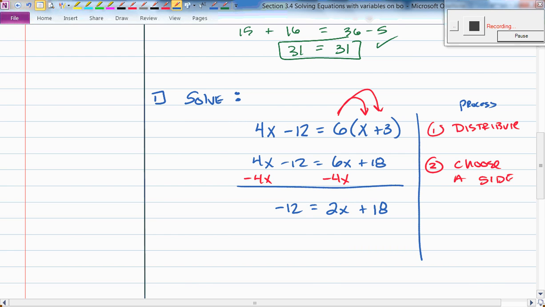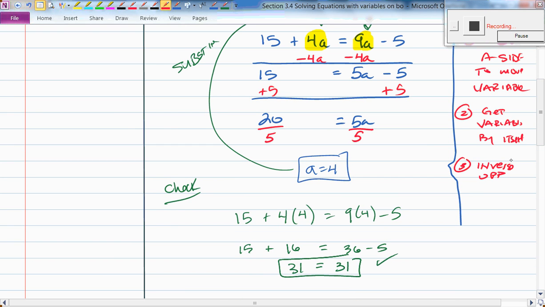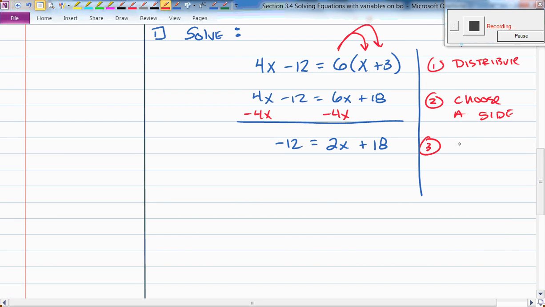So after we distribute, after we choose a side, what's the third thing we should do? Yes, and what's that called again? Look back up here. No, get the variable by itself. You're almost there. Get the variable by itself. So we're going to subtract 18. Subtract 18, and we get this.